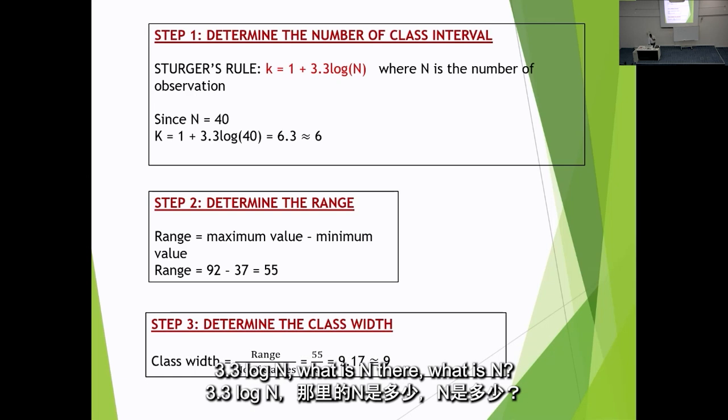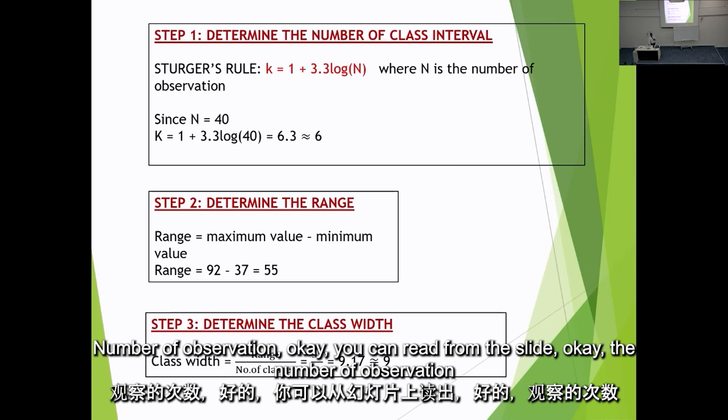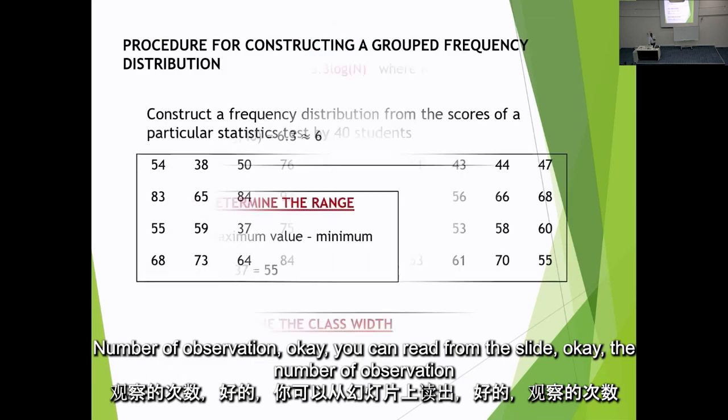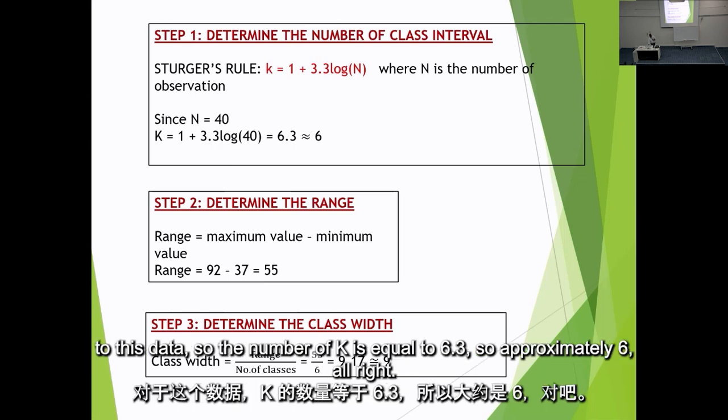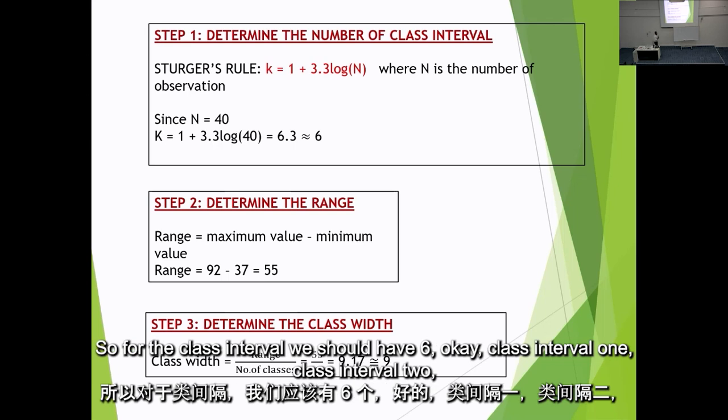What is n there? Number of observations. You can read from the slide. The number of observations, or the number of samples that we have. Since n is equal to 40 according to this data, k is equal to 6.3, so approximately 6. So for the class interval, we should have 6.